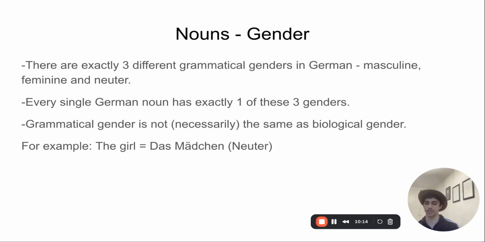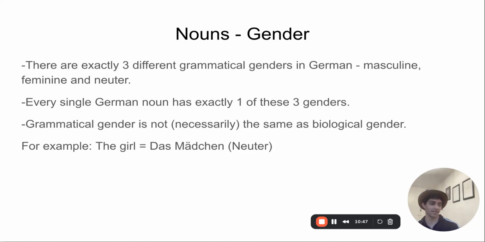So each and every German noun has exactly one of these three genders, of course. Grammatical gender, and this is something that many people find confusing, is actually not necessarily the same as biological gender. What that means is the word for a boy is not necessarily masculine, not in every single language in the world. The word for a girl is not always or necessarily going to be feminine. Grammatical gender is not the same as biological gender.